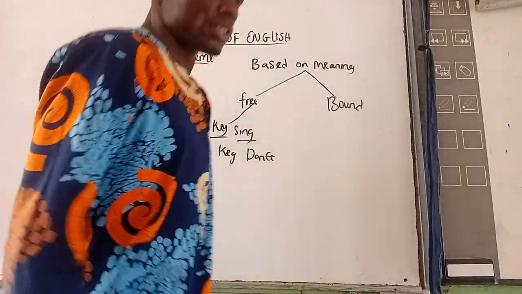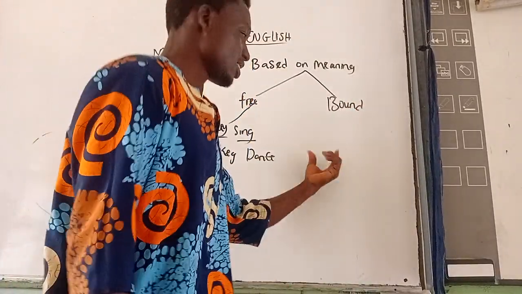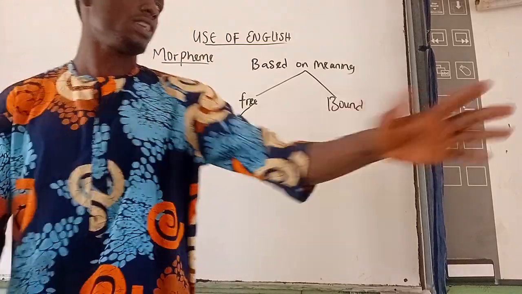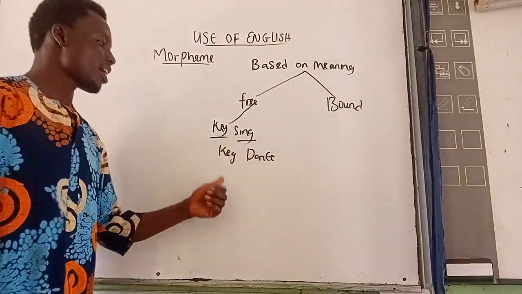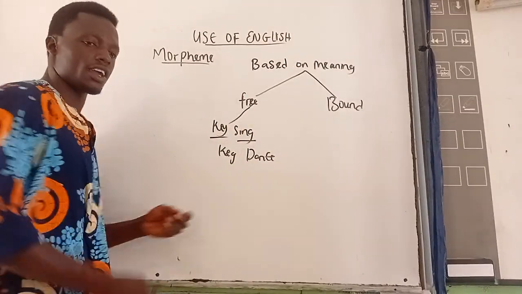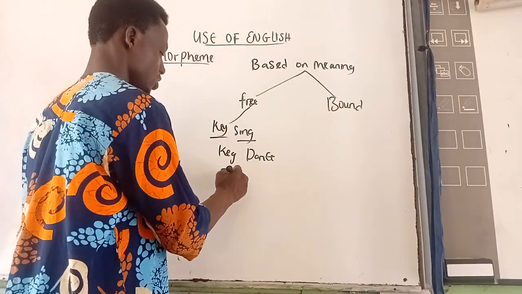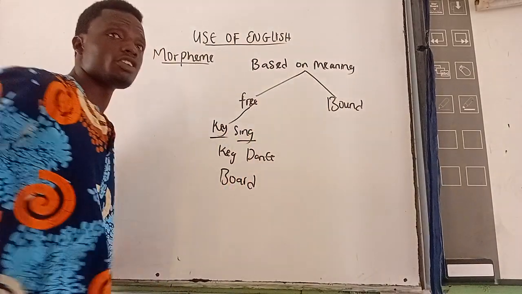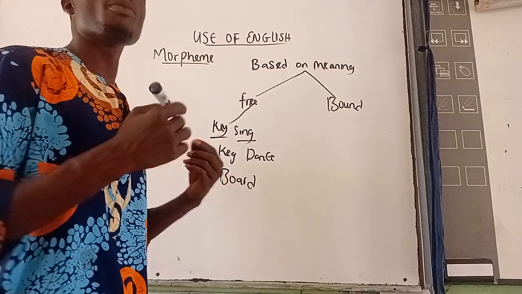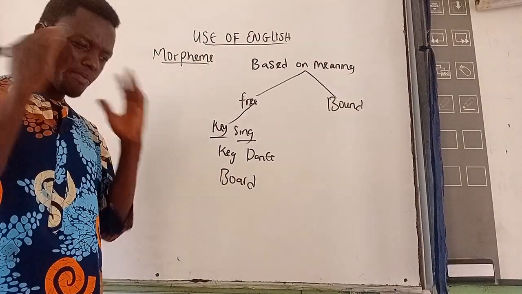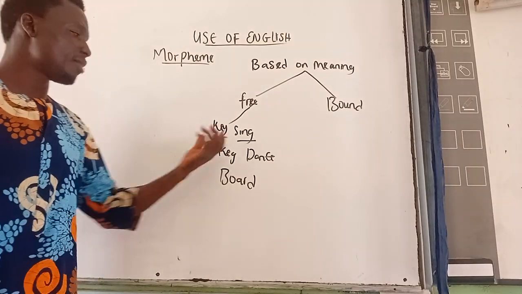So that's that for that. But what I just said is beyond that. I just want to show us, but let's leave that aside. Now, key, sing, dance, keg, what else? We have board. So these are examples of free morphemes. The simplest or the smallest words you can have and still make sense, still have meaning. You can't break them down again.